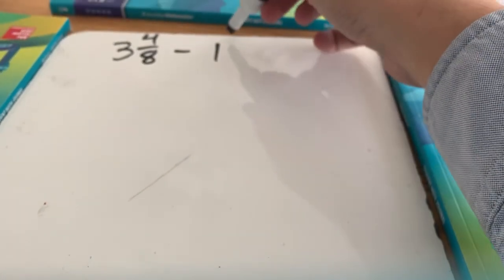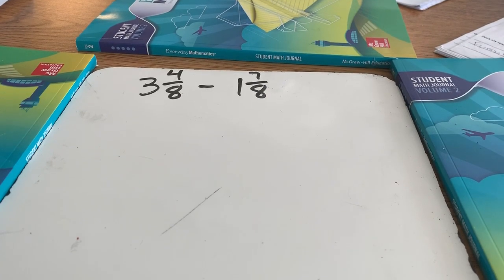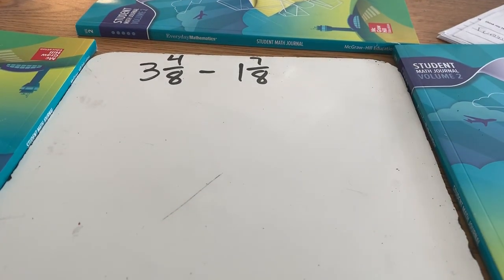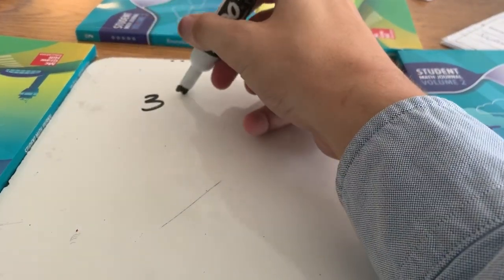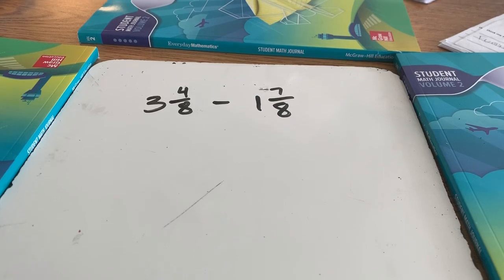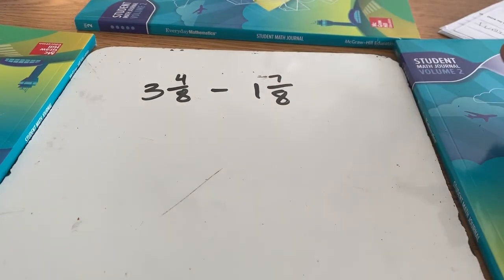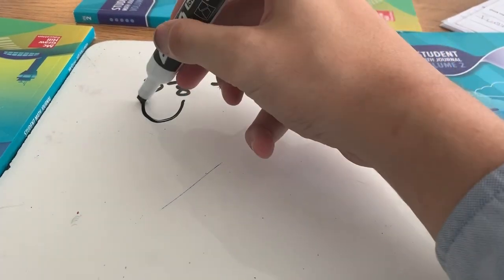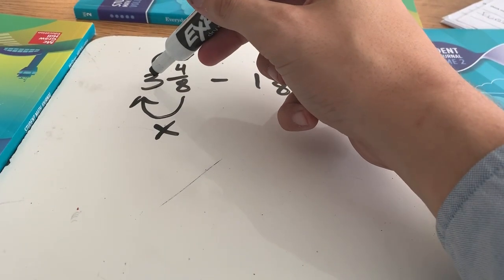So we have 3 4/8 minus 1 7/8. The first way you can do this is to switch these mixed numbers into improper fractions. I'm actually going to write these down a little bit so we can see that better. 3 4/8 minus 1 7/8. If you remember from the beginning of the year, or if you want to look at the previous videos that I have posted, one quick, easy way to change this into an improper fraction is to multiply and then add. So 8 times 3 is 24.